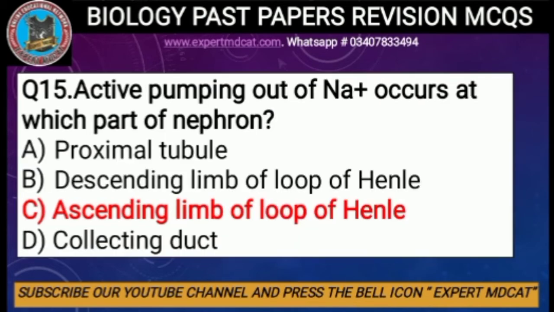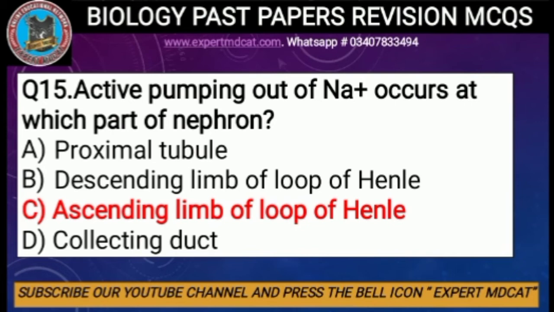Question number 15 is: active pumping out of sodium occurs at which part of the nephron? Options are proximal tubule, option B is descending limb of loop of Henle, option C is ascending limb of loop of Henle, and option D is collecting duct. Here the correct option is C, that is ascending limb of loop of Henle.